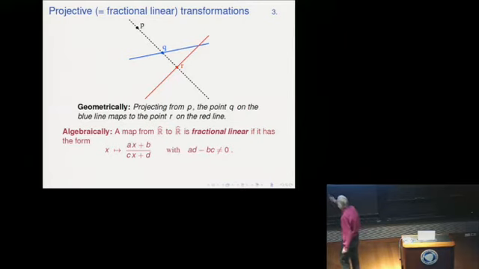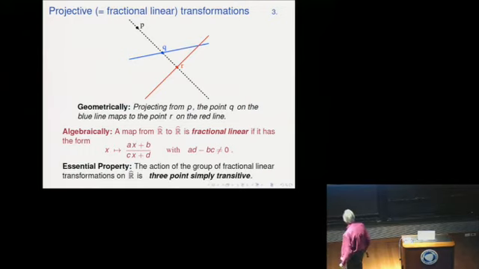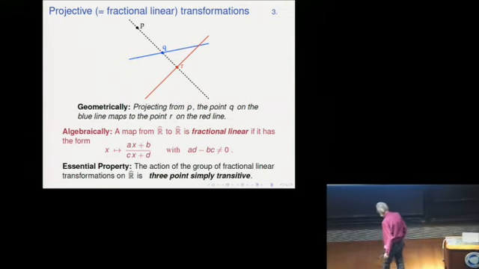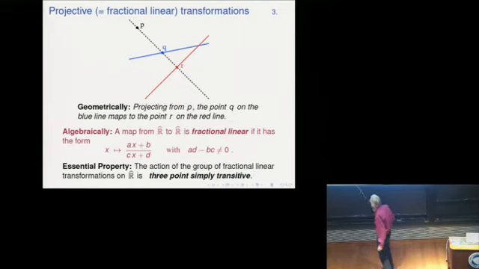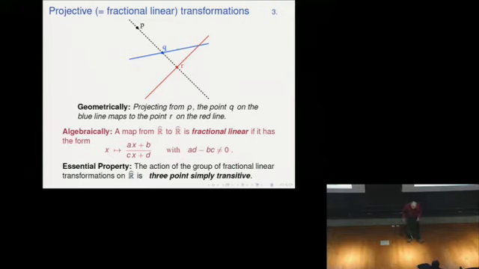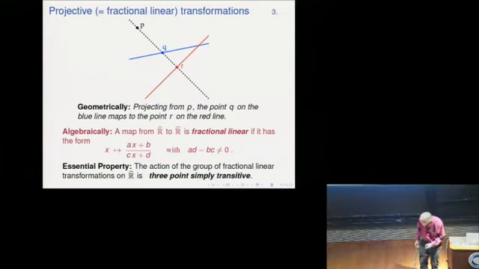So this is a three-dimensional group. Here we have four coefficients, but if we multiply all of them by a constant, then we get the same mapping. So it's a three-dimensional group. And the fundamental property is that the action is three-point simply transitive. So that means if we start with any three labeled points on our circle, and we take any other triple of labeled points, there's a unique fractional linear transformation which takes the first points to the second points. If there are any of you that don't know this, it's a nice exercise.